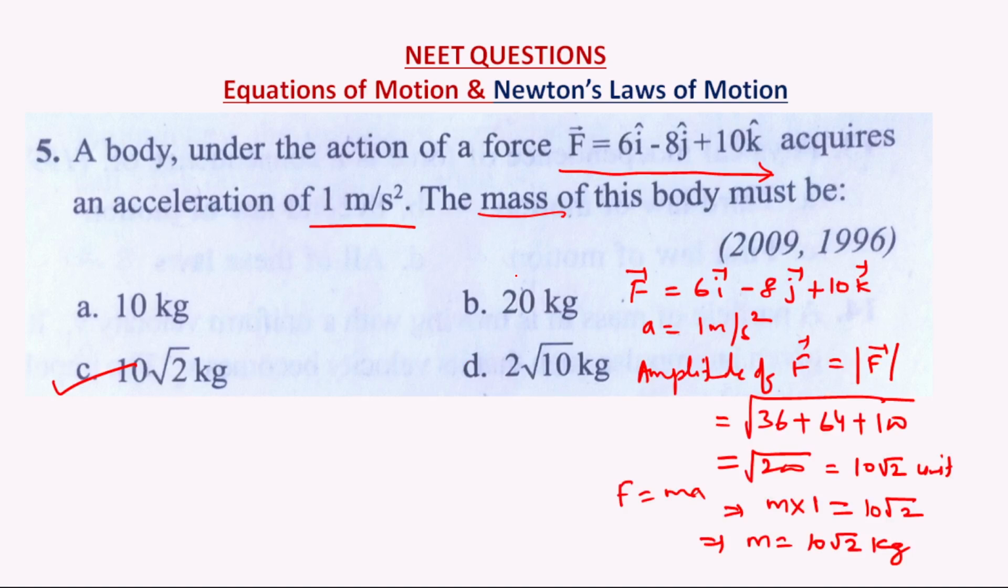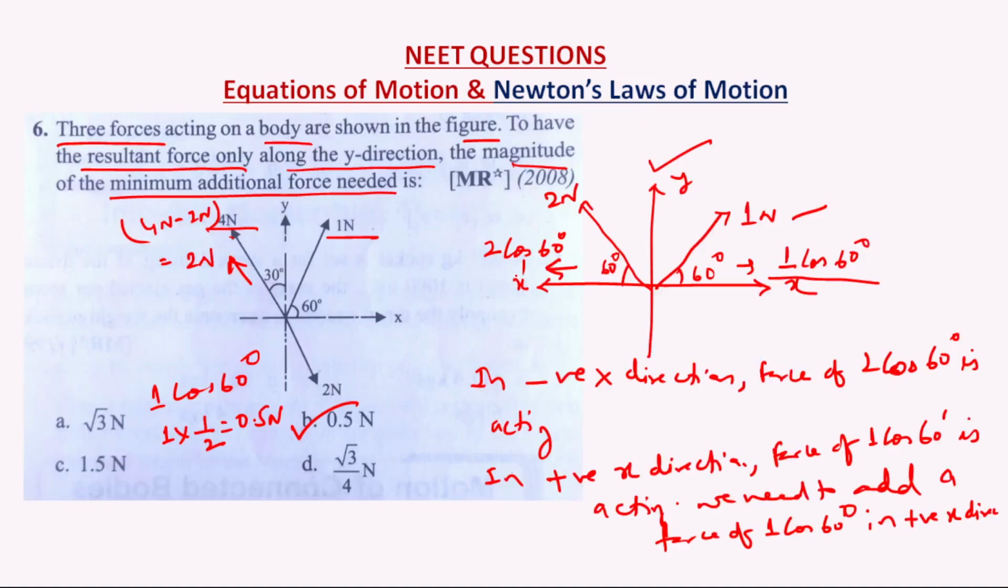In question number 5, force was given in vector notation, and acceleration was also given. Simply we have to utilize the formula F is equal to m into a. For that F we found the magnitude, acceleration was given, and mass we found out very easily.